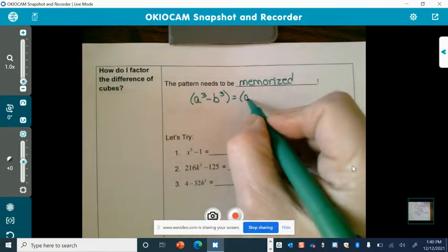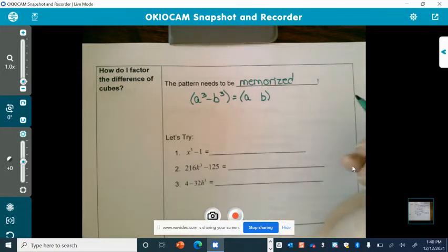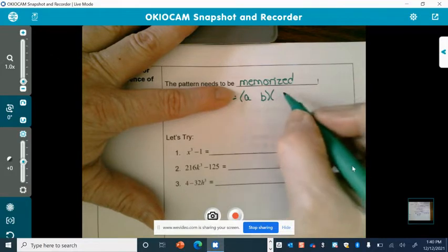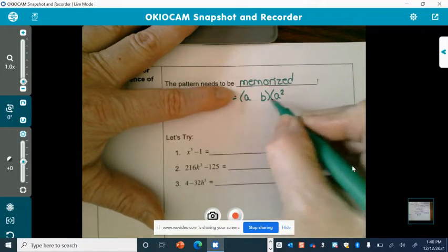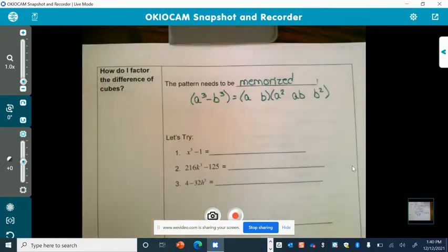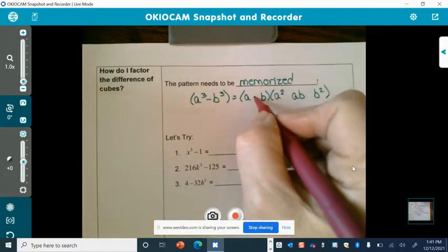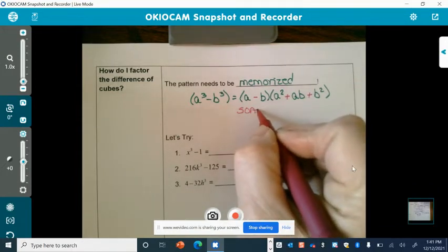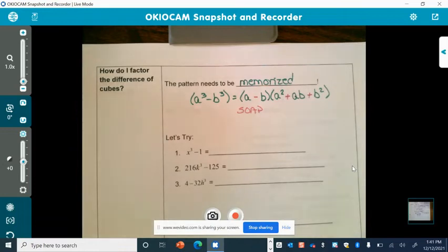We're going to take the cube root of each term, and then we're going to ignore the original problem. Square the first, multiply the two together, square the last, and apply SOAP. Applying SOAP changes the signs, and that's what would make this come out a cubed minus b cubed. So let's take a look.